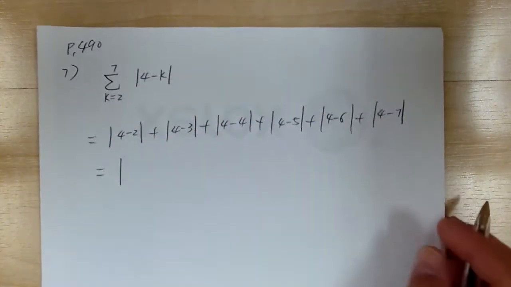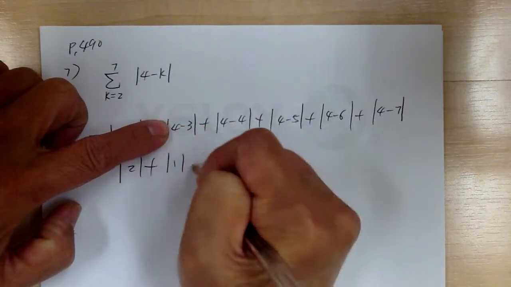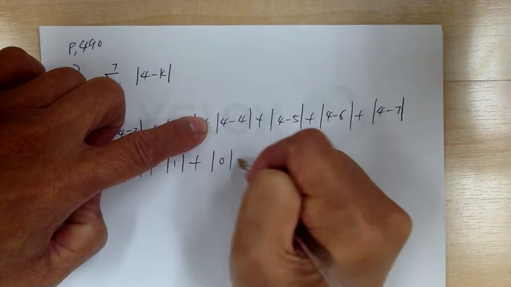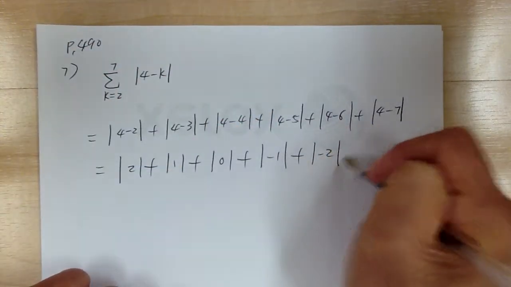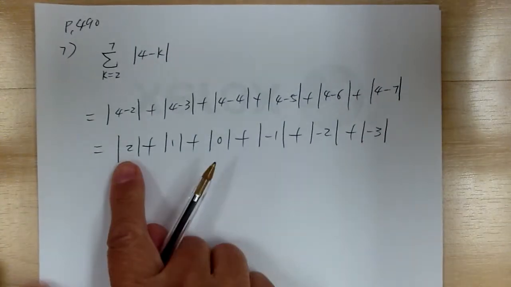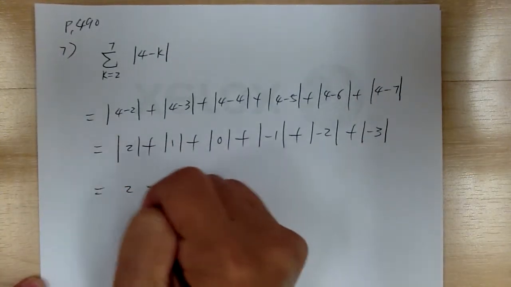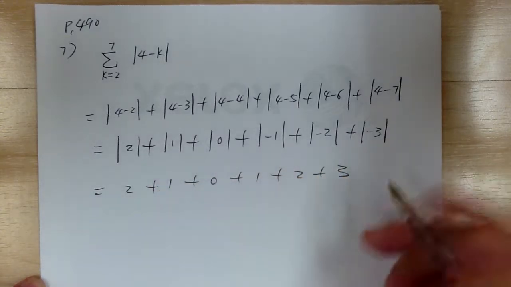I can do it step by step. So it'll be absolute value of 2, absolute value of 1, absolute value of 0, absolute value of negative 1, absolute value of negative 2, absolute value of negative 3. And then from here, this becomes 2 plus 1 plus 0 plus 1 plus 2 plus 3.